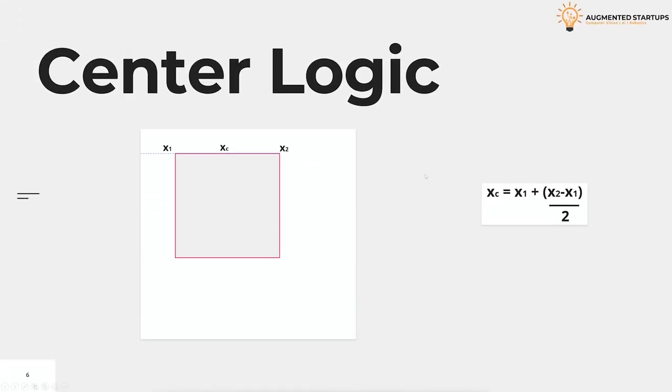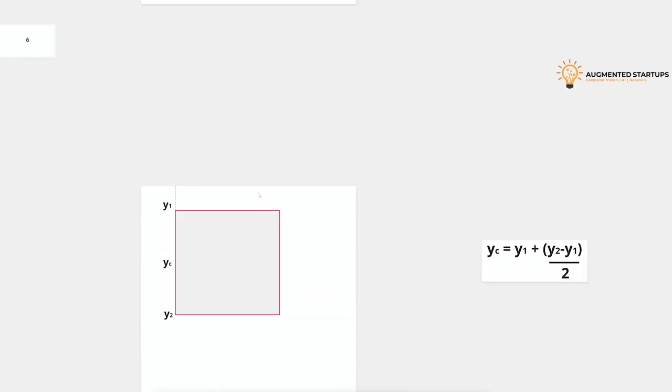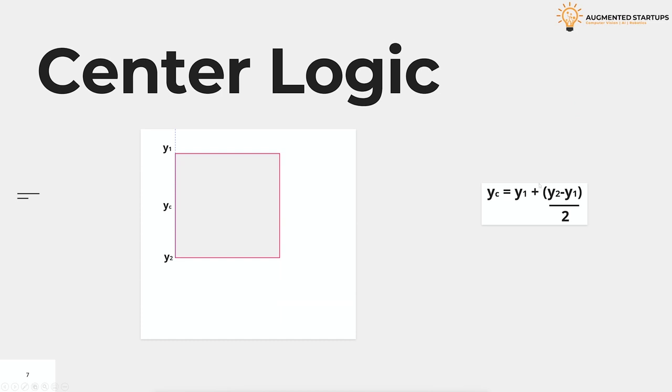Instead, what we have to do is to calculate the logic. So in order to get xc, we have to take x1, which is the space over here, plus x2 minus x1 and divide that by 2. It'll give you this equation over here. Now the same applies for the y-axis, where yc equals y1 plus y2 minus y1 divided by 2. And that's a simple logic that we need in order to get our center coordinates of our bounding box.